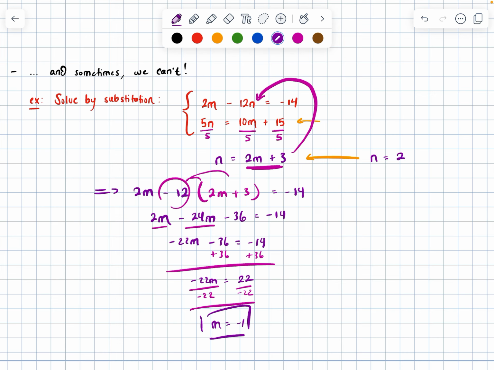So here, I can show that n is equal to 2 times m. m we've shown is negative 1 plus 3. So that means n is equal to negative 2 plus 3, which is equal to 1. m is negative 1, n is 1. If I wanted to write this as an ordered pair, how would I do it? 5, 4, 3, 2, 1. Well, m comes before n in the alphabet, so as an ordered pair, the negative 1 would come before the 1 in our ordered pair notation.